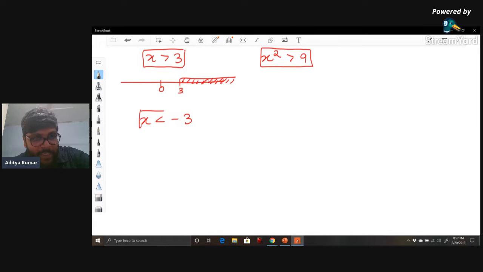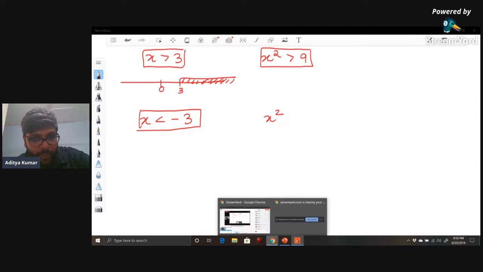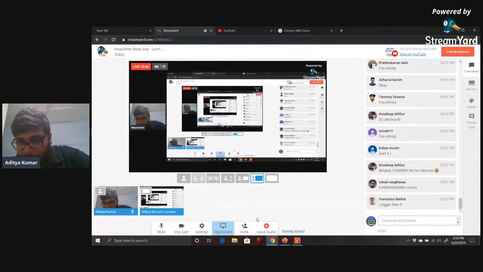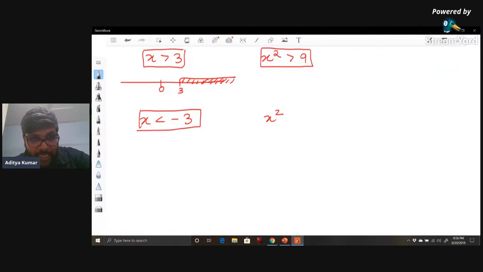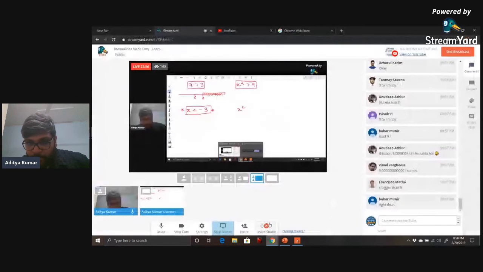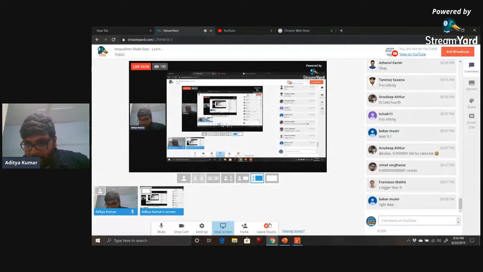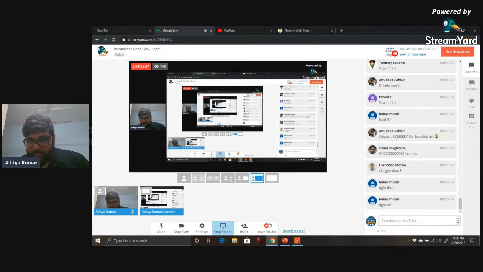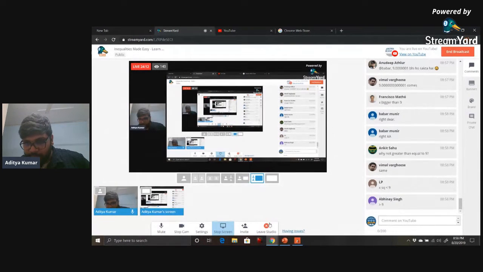So first let us work for x is less than minus 3. If I give you x is less than minus 3, again, figure out what should be the range for x square. All of you give it a shot. Guys, I'm saying x is less than minus 3 now. And again, my question is, what should be the range for x square? Try it out.